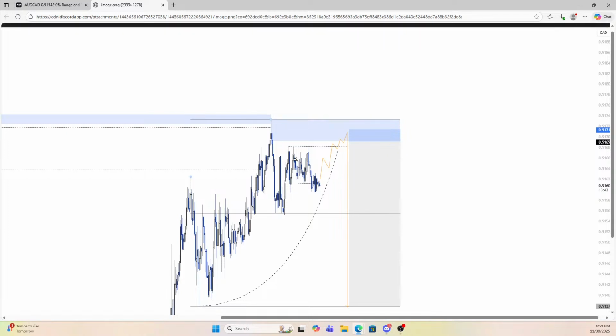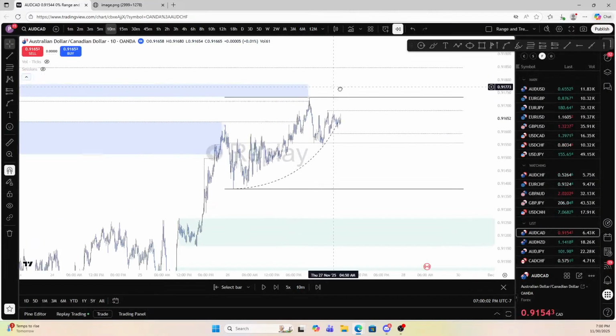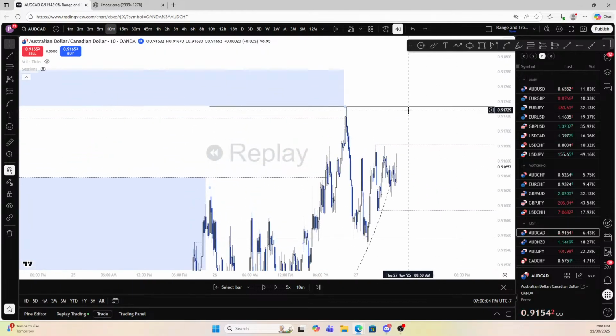okay, that's getting taken out. We have some created supply for our second tap. So once the second tap creates a POI, then we can start looking. So my plan was, take out this liquidity, come into our second tap extreme supply, and look for a breakout structure. That was the plan. So let's mark out our supply that was created.